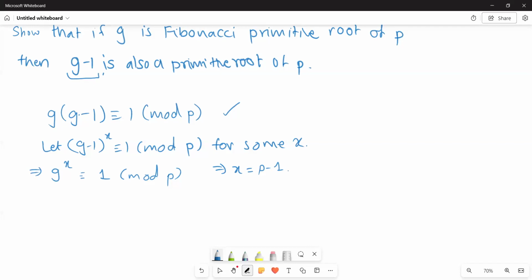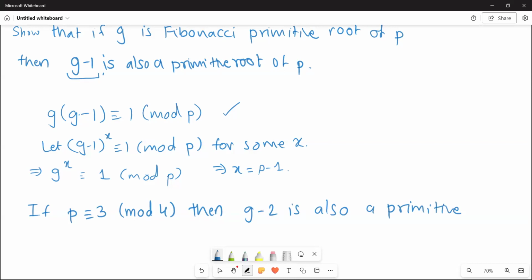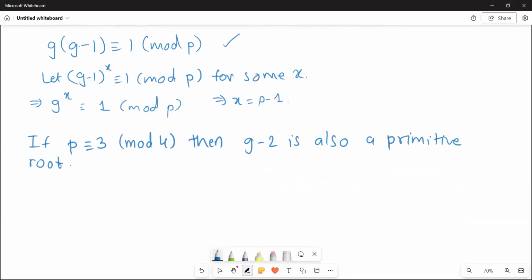Okay, and we can even say more about this. If p is congruent to 3 mod 4, then g minus 2 is also a primitive root. I will just write the equation again. g squared is congruent to g plus 1.